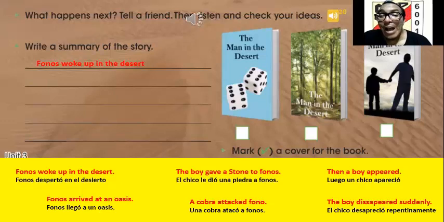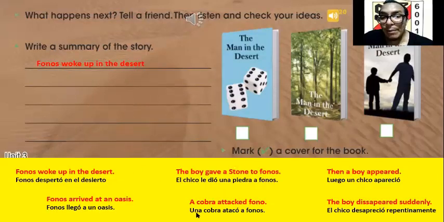Okay, so that we have the rest of the story. So we have got here, for example, a summary. Look, for example, here we have a summary. We are going to write here. Vamos a escribir acá el resumen, un pequeño resumen de la historia.